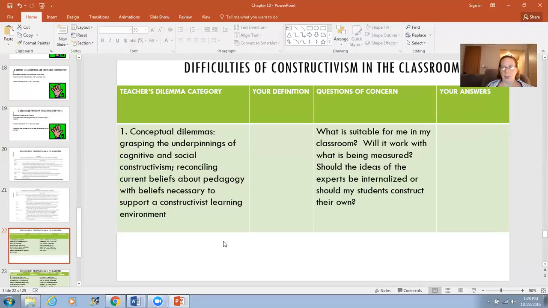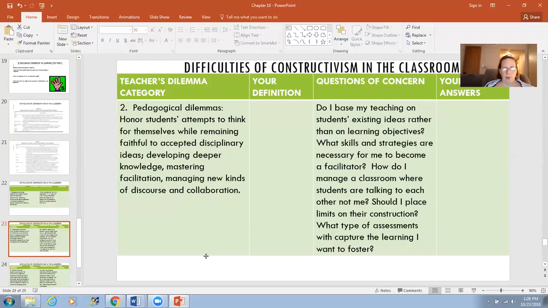So questions of concern, things that teachers should be thinking about when employing constructivism in the classroom, are: what is suitable for me in my classroom? Will it work with what is being measured? Should the ideas of the experts be internalized, or should my students construct their own? So, second type of dilemma is a pedagogical dilemma. So we want to honor students' attempts to think for themselves while remaining faithful to accepted disciplinary ideas.